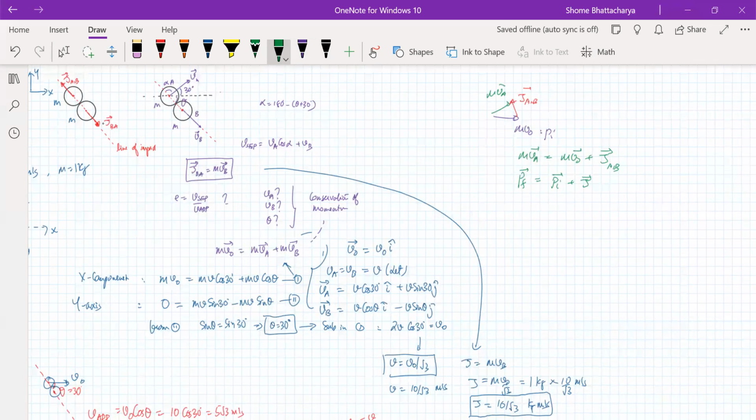So this is the impulse momentum for A. Okay. But similarly for the body B, initial momentum was 0. So that is why the impulse acting on B because of A, that only is equal to the final momentum of B. This relation.